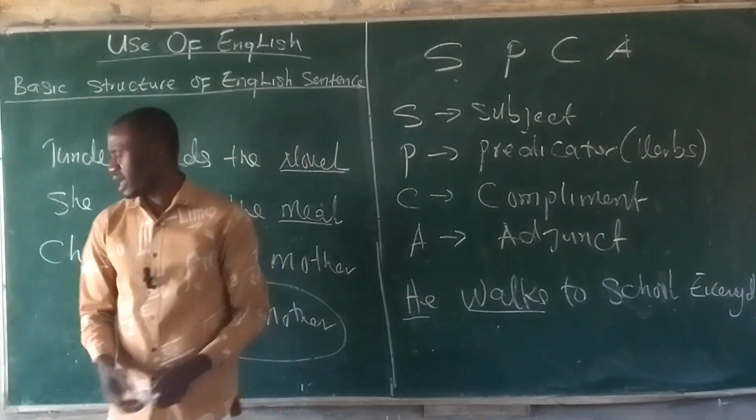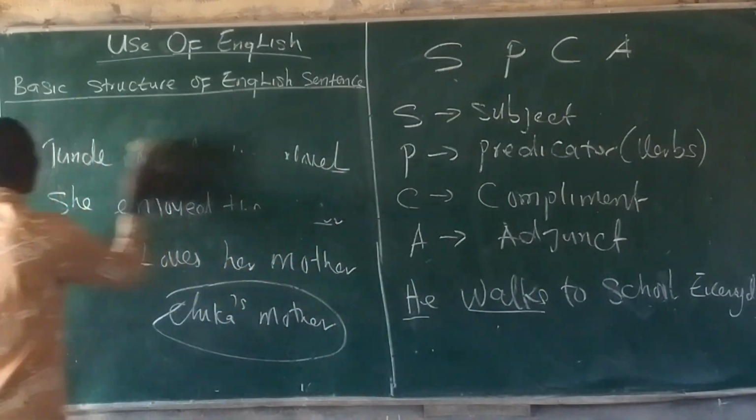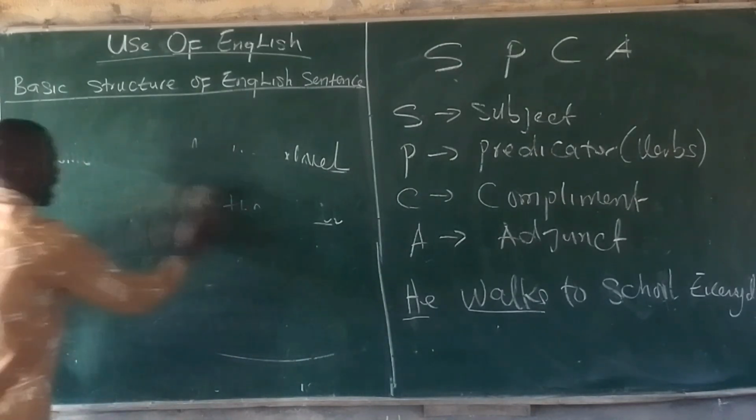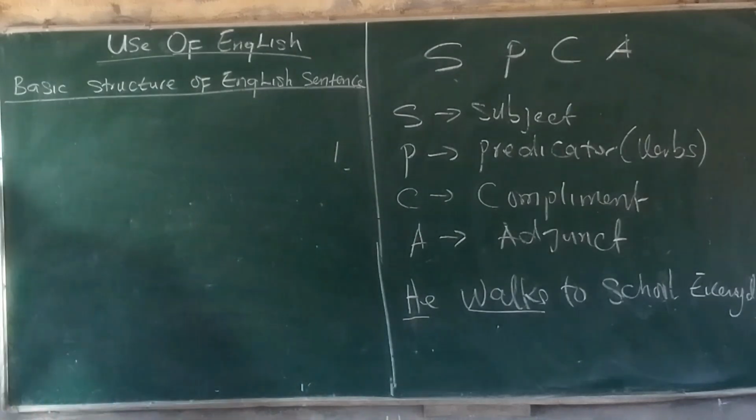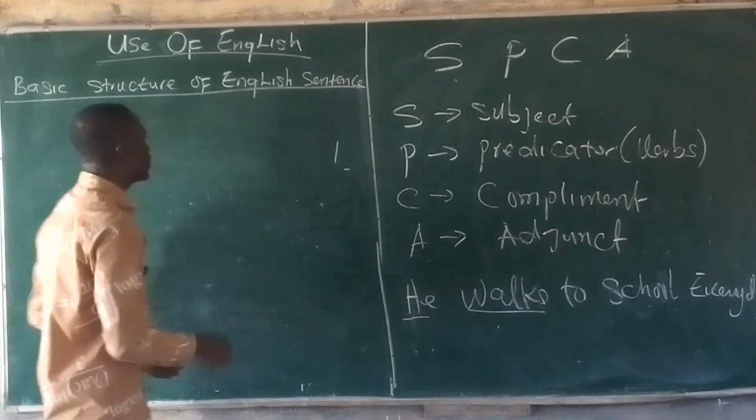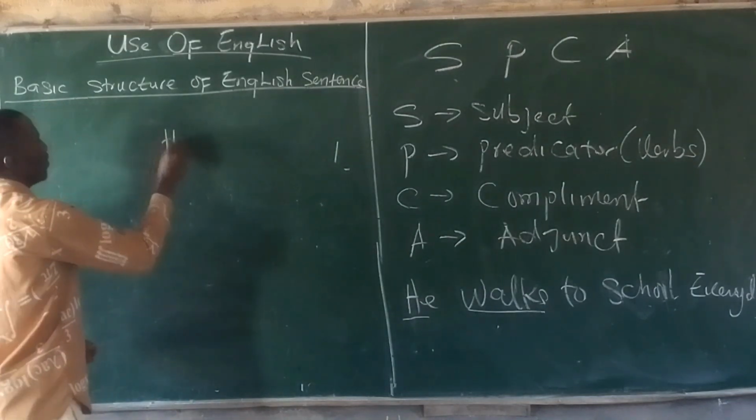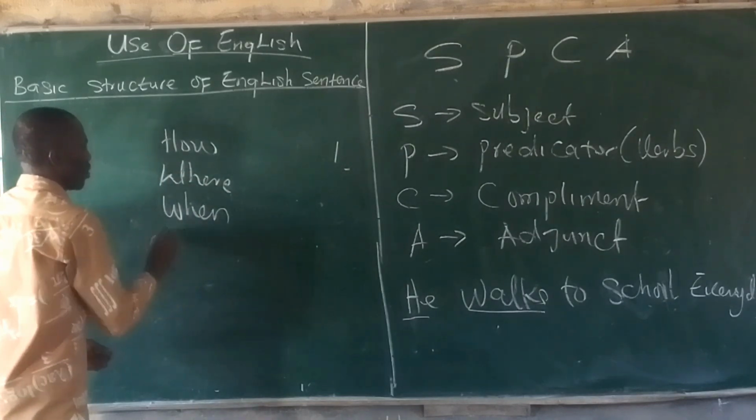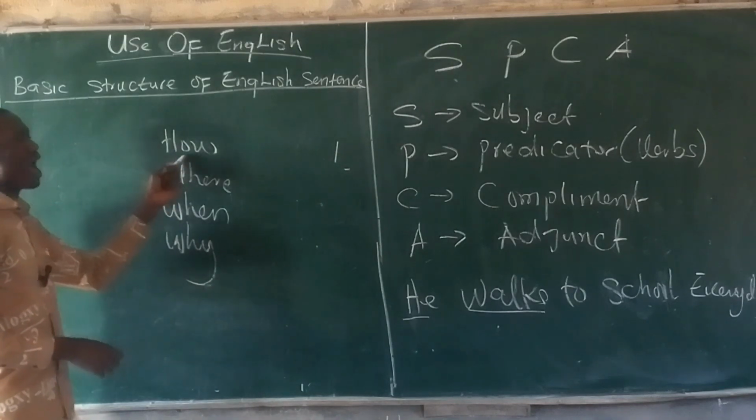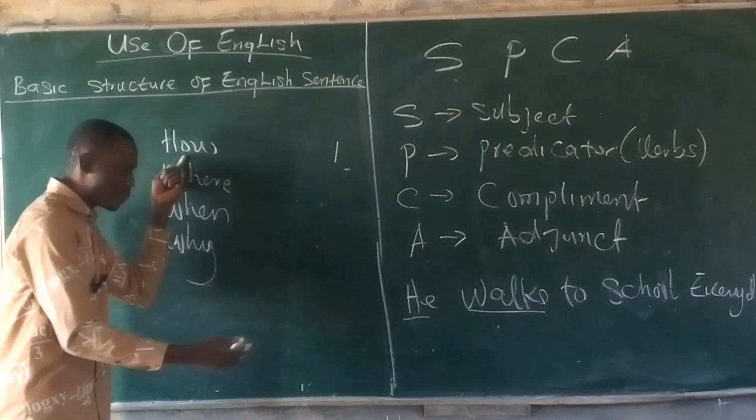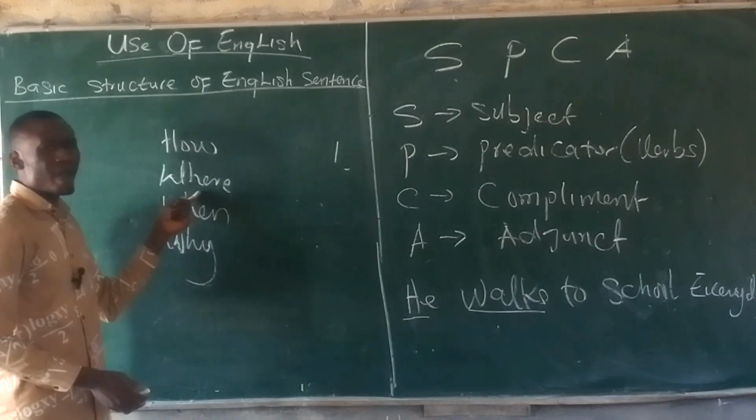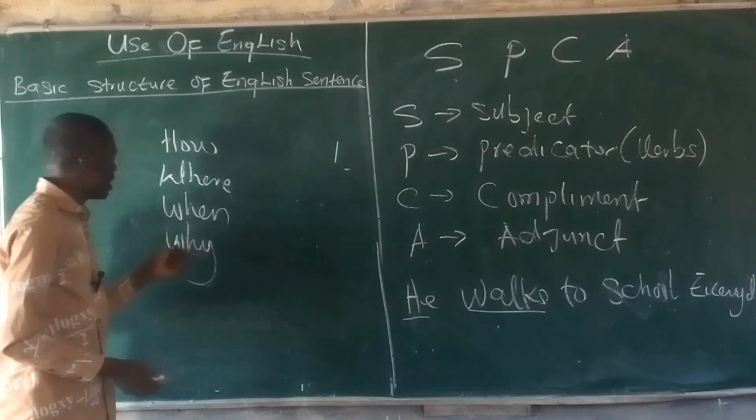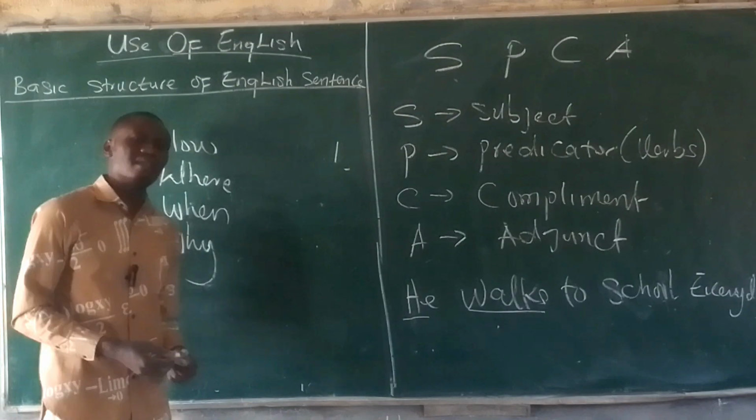Now we move to the next one, the adjunct. What is an adjunct? Well, in simple terms, the adjunct is also known as the adverb. The adjunct is also called the adverb. And the adverb points to how, where, when, why. The adverb points to how, that is adverb of manner. The adverb points to where, that is the location. The adverb points to when, that is the time. The adverb points to why, that is the reason.